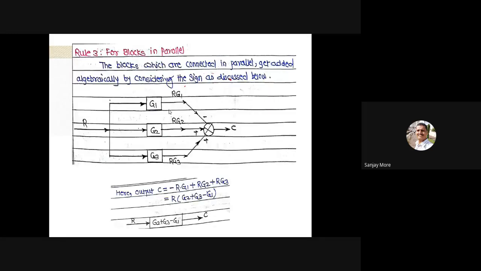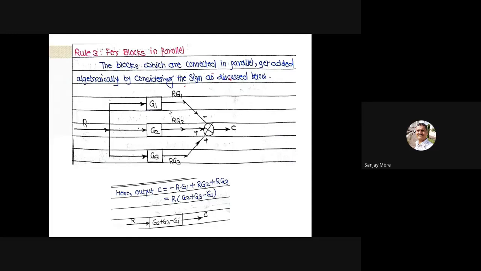Okay. Then rule number 3, for blocks in parallel. In different block diagrams, blocks are connected in series and also in parallel. Series-connected blocks we have already studied. So now, blocks connected in parallel.